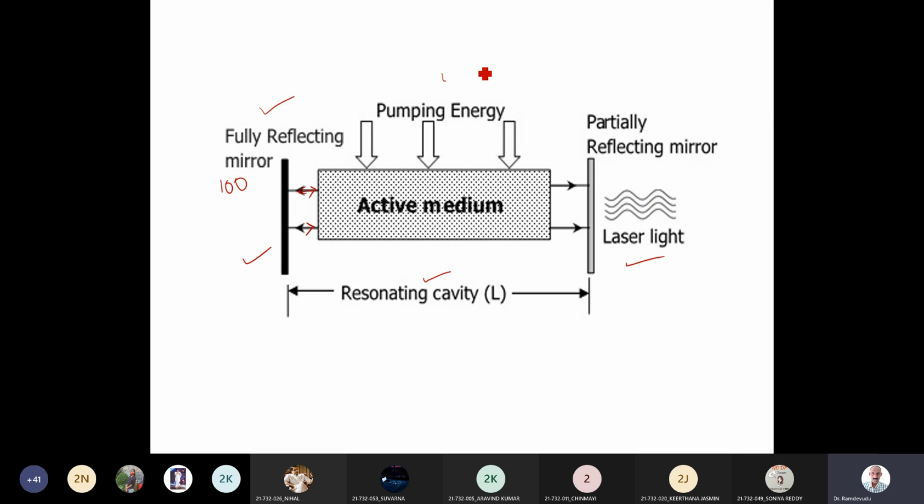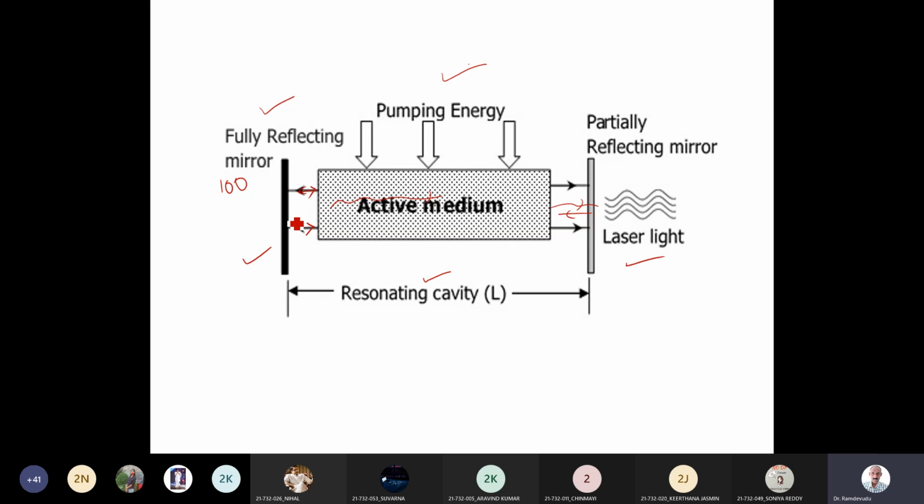This is the pumping energy we are giving externally, and that will be taken by the active medium, and hosts will take the guests, which we call active centers. By pumping energy, active centers will go to the metastable state and a population inversion is created. And once the population inversion is created, if you supply a matching photon, it goes like this, gets here and comes back.